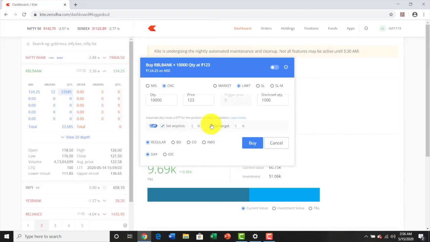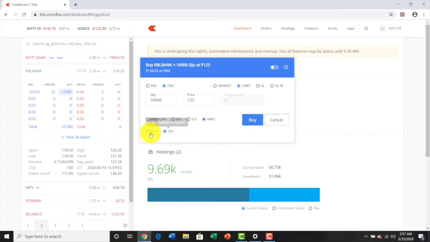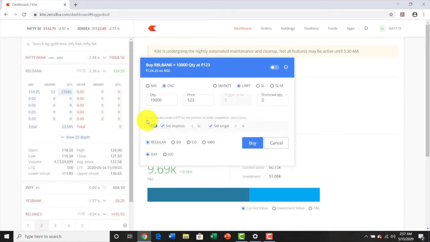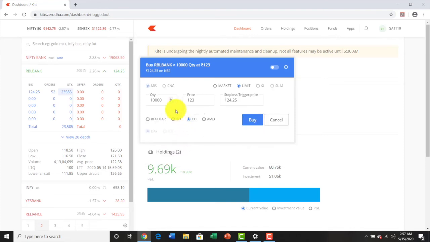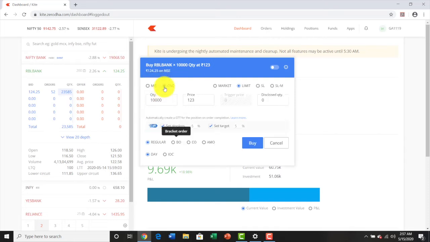Understood? So now let's go back to the regular orders. In case of a regular order, nothing changes here. The only change is that I can set the price here. The regular order stays the same, AMO stays the same, day and IOC stay the same. Again, I cannot place bracket order and cover order here. That's one more thing that you need to understand. I cannot place bracket and cover orders in case of limit orders as well.